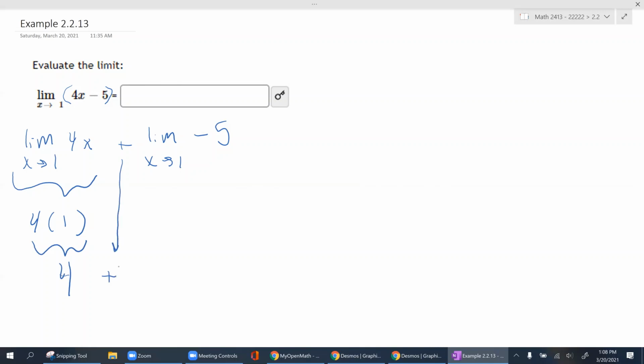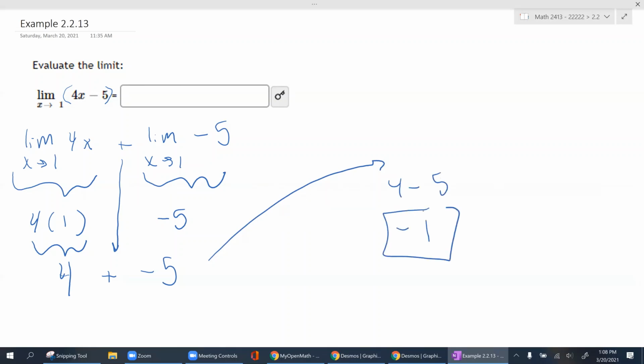And this is a constant, from theorem 2.4, meaning that if you're taking the limit of a constant, the answer is just that constant. So this is just going to be negative 5. Why? Because is there an x for me to plug in? No, there isn't. So this is just going to be 4 minus 5, which is negative 1.